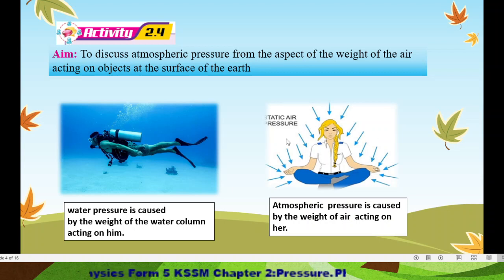Okay, let's look at this one. Atmospheric pressure is caused by the weight of air acting on her. Actually, her body is surrounded by air, which is in the atmospheric layer. So collisions between the molecules of air will exert force on her body. Because the pressure acts in all directions, she does not feel anything acting on her. We can see that there is no net pressure acting on the object. Okay? So this is the proof that there is atmospheric pressure caused by air molecules in the atmospheric layer.